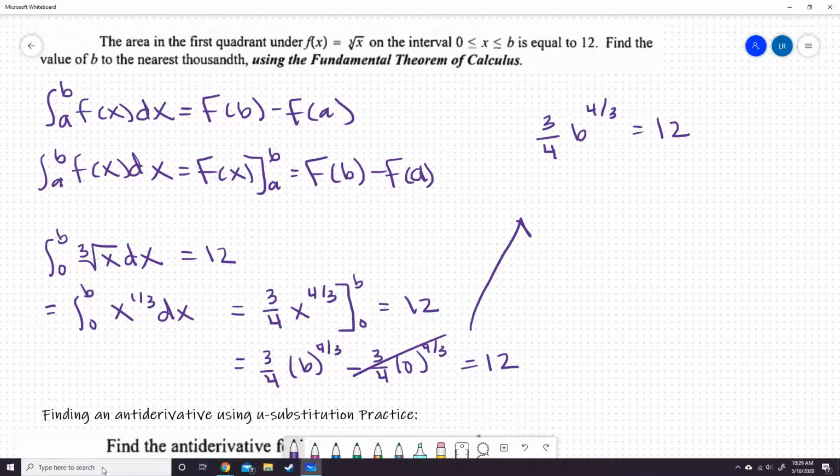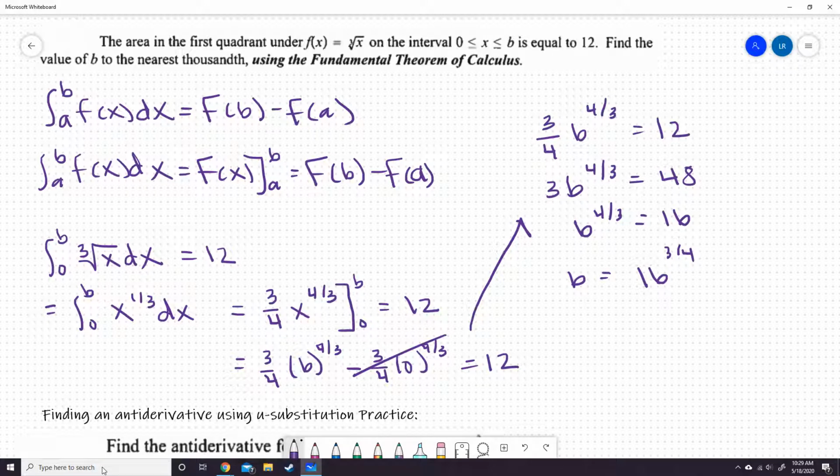So we're going to multiply by 4. And when we multiply by 4, we get 48. We are going to divide by 3. And 48 divided by 3 is 16. And then we do the reverse of this. And so b is going to be 16 to the 3/4.